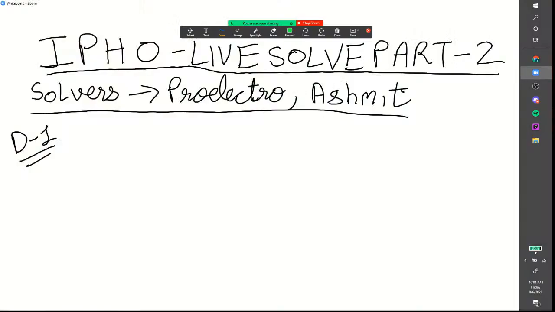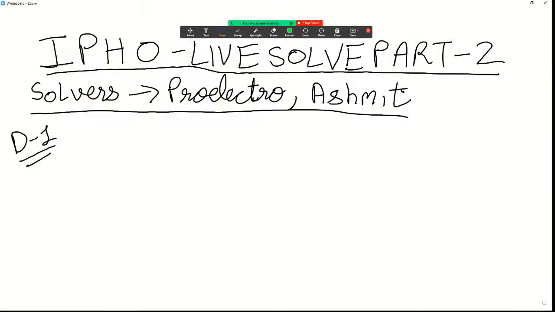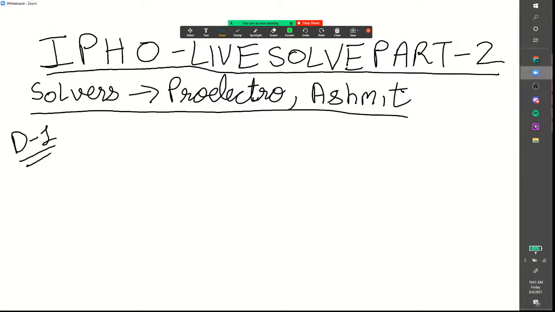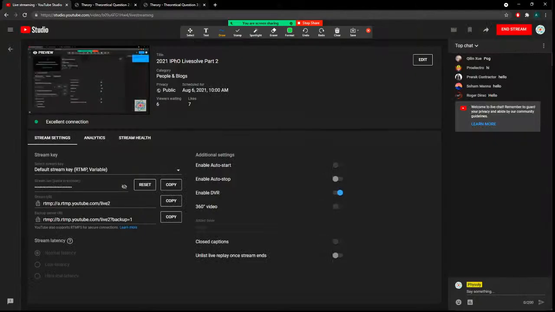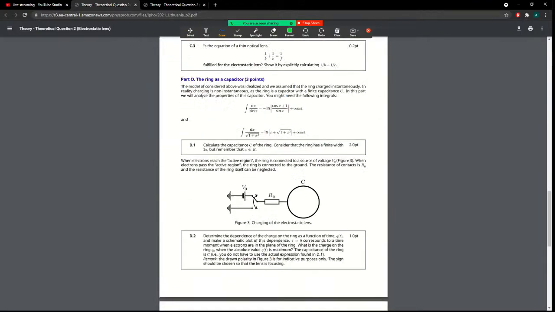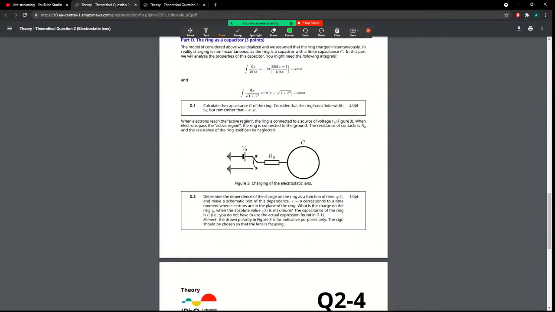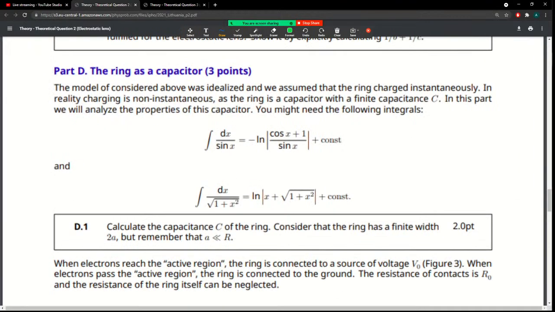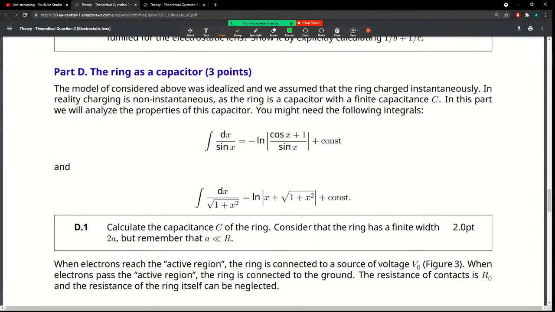We can start then. Today is part 2 of the IPhO Livesolve, and me and Prolector will be starting from problem D1 of theoretical question number 2. So let us start. I guess we can reread the question.